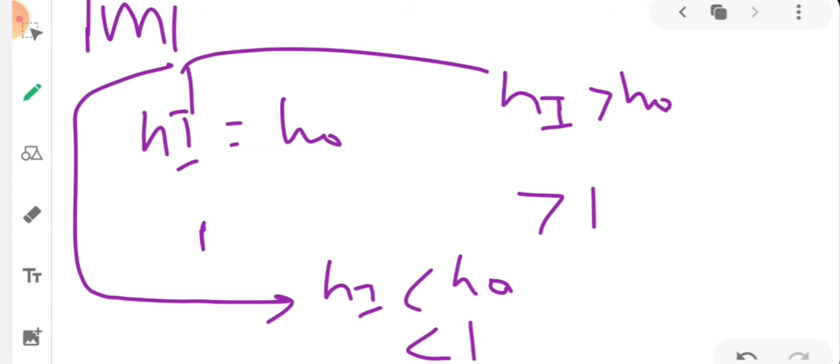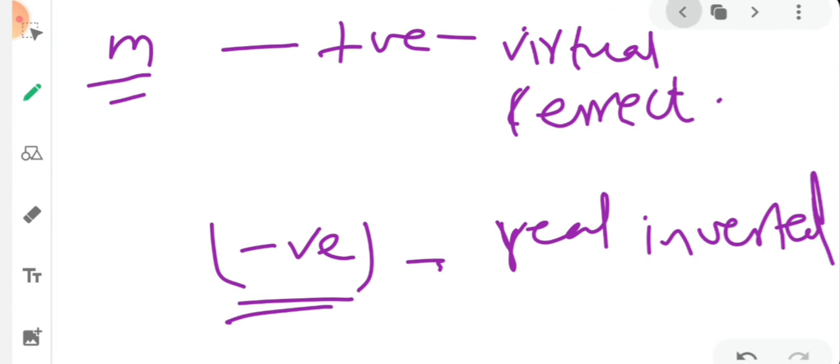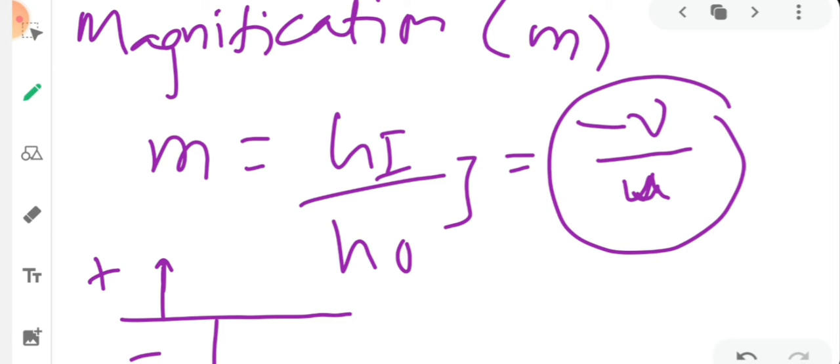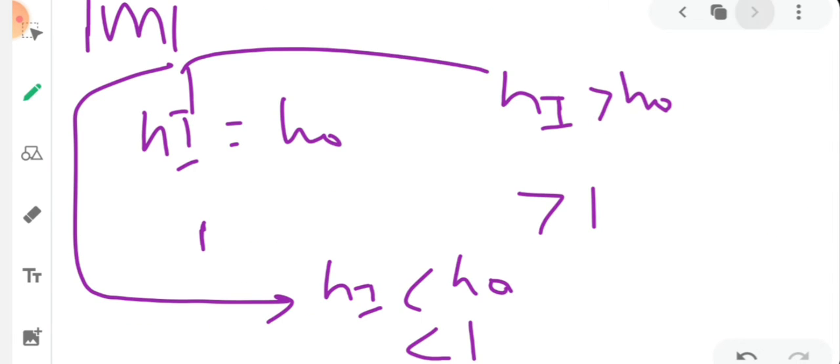And remember, for both the mirrors, concave as well as convex, the formula is, what is the formula here? Minus v by u is the formula itself. So hoping you are clear with it.